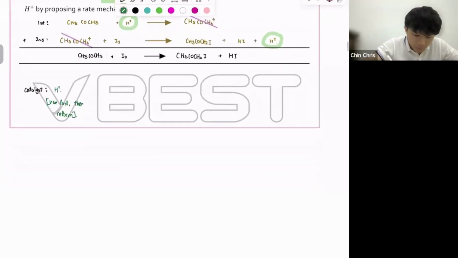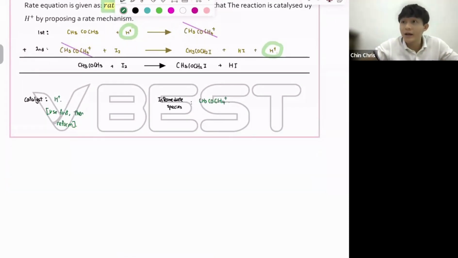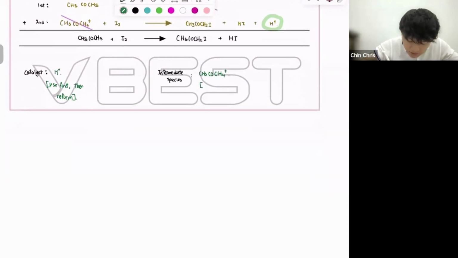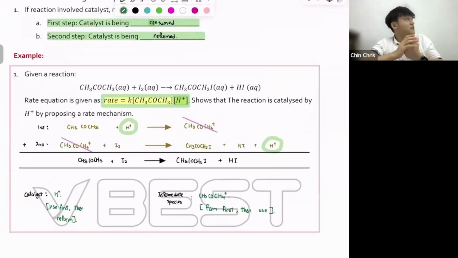What about intermediate species? Okay, what is the difference between intermediate species and catalyst? It's just the sequence. The intermediate species that we have here is CH3COCH4 plus. Okay, that is our intermediate species. Why? Because it is formed first, then used, right? Understand? So again, guys, it's just the order. Catalyst is always used, then reformed. Intermediate species is formed first, then used. That's it.